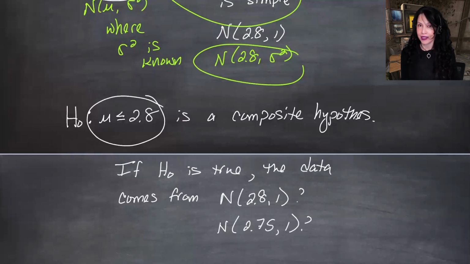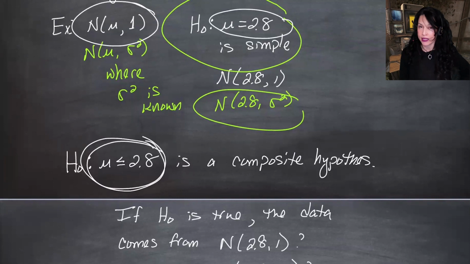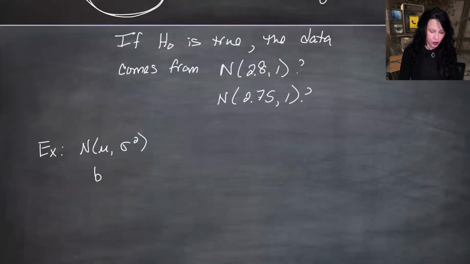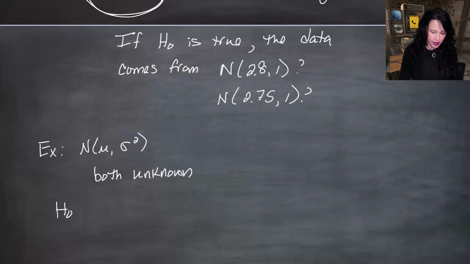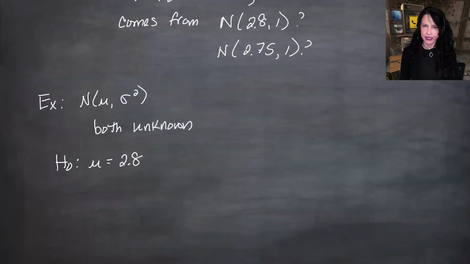It is instead composite. I was just saying that a lot of people say, well, if you have an equal sign, it's simple, and an inequality, it's composite. That's not exactly true, because as another example, if we have a normal distribution with mean mu and variance sigma squared, and both parameters are unknown, a null hypothesis like mu equals 2.8 might look like a simple hypothesis because it has an equal sign, and if it's true, I know that the mean is 2.8. The problem is that sigma squared is now unknown.